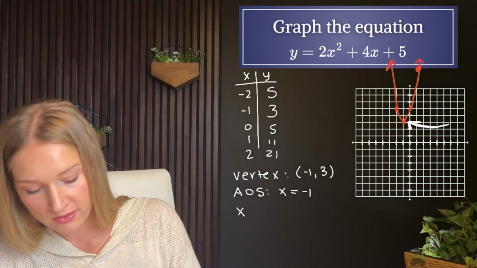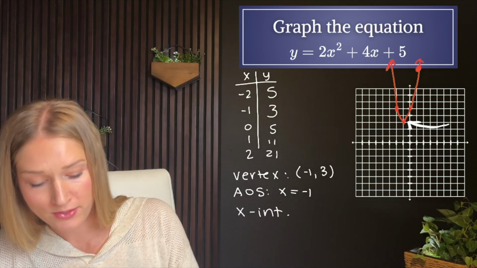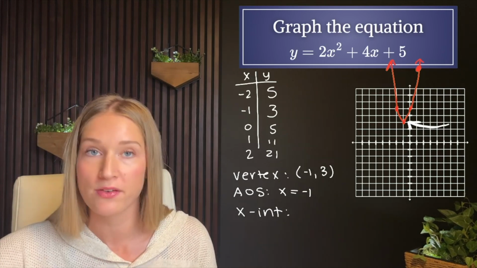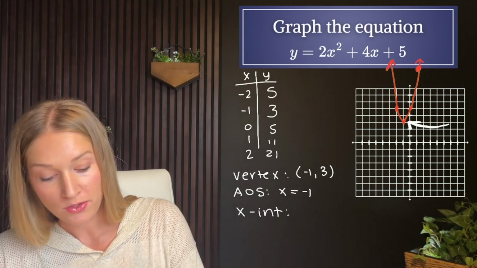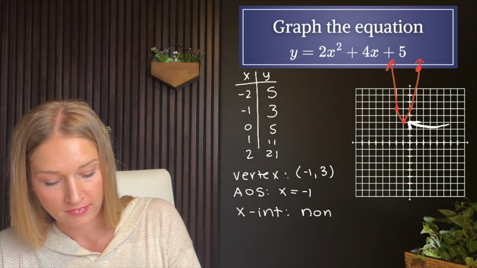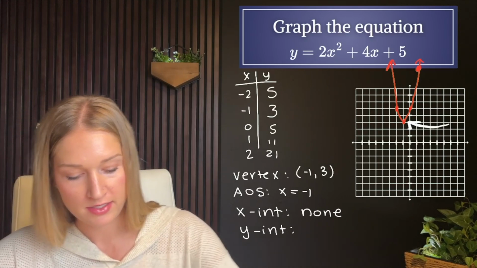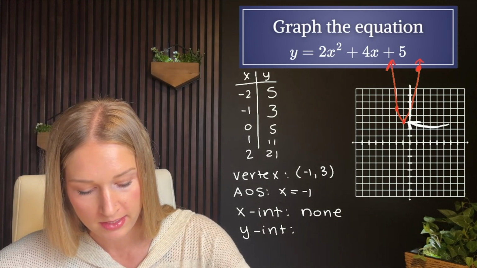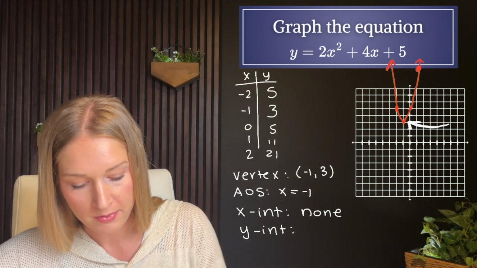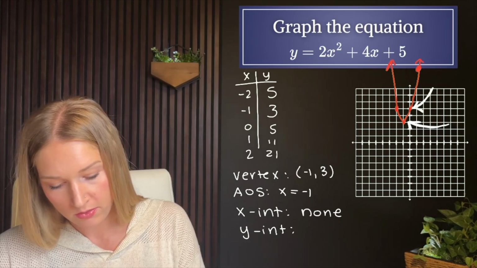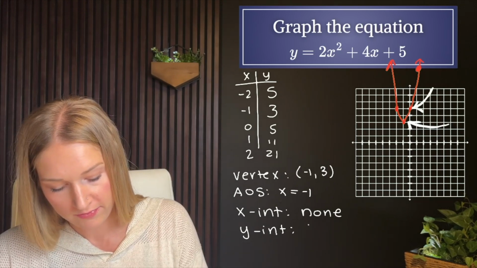My x-intercepts, you'll see that your entire graph here is above the x-axis, and at no point do we ever cross the x-axis. So there are none. And then my y-intercept is where my graph crosses the y-axis. So we're looking, where does it hit here? And that would happen at this point, which is the coordinates 0, 5.